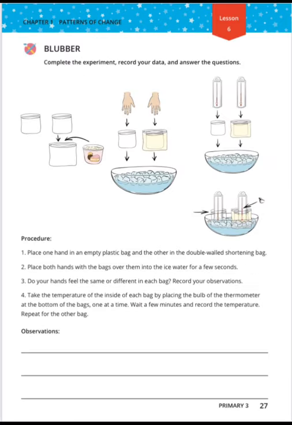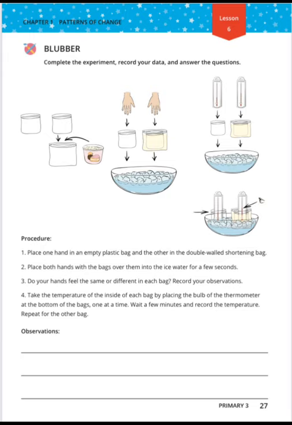Page 27. Blubber. Let's read the experiment. Number 1. Place one hand in an empty plastic bag and the other in the double-walled shortening bag. Number 2. Place both hands with the bags over them into the ice water for a few seconds. Number 3. Do your hands feel the same or different in each bag? Record your observations.